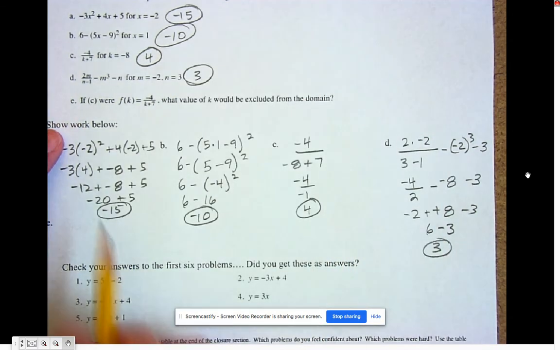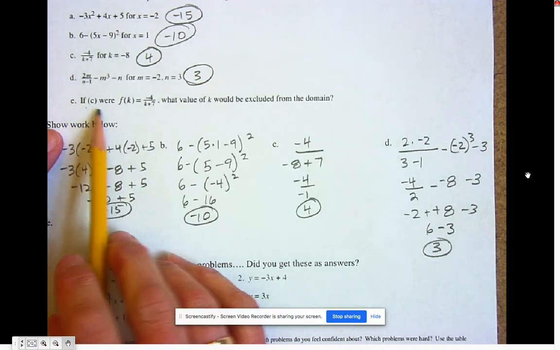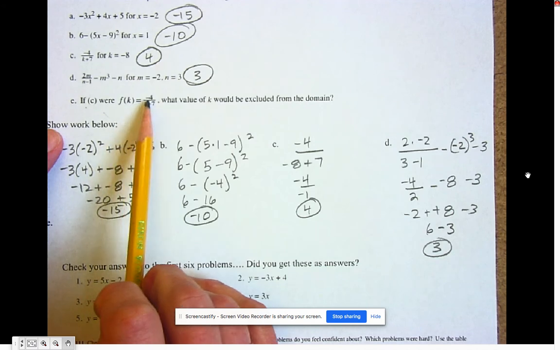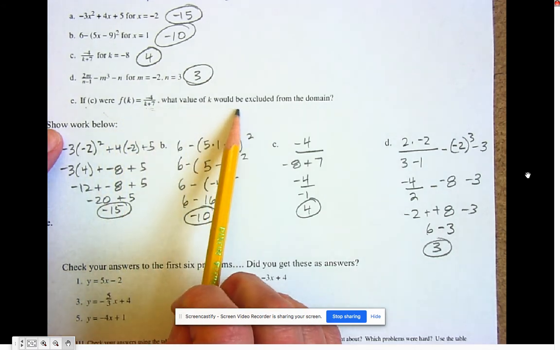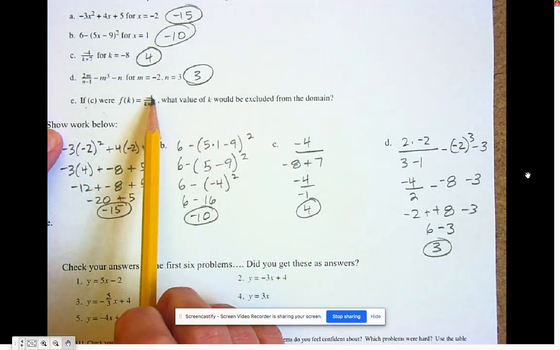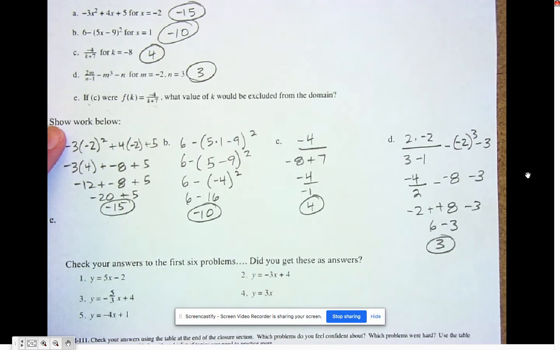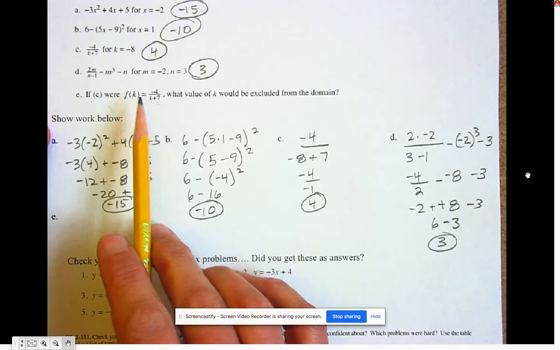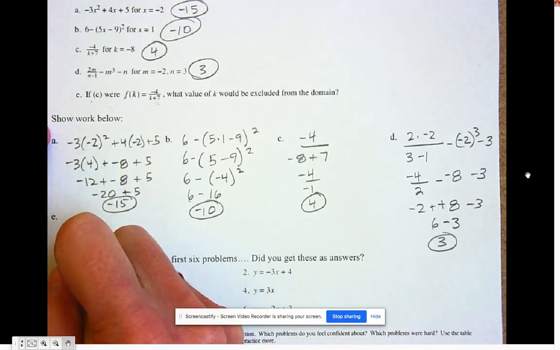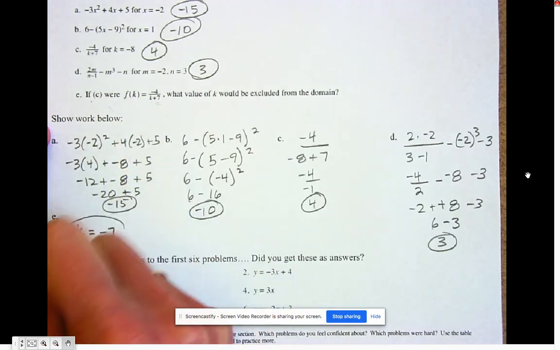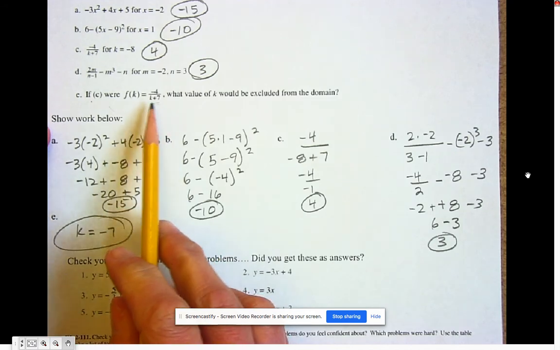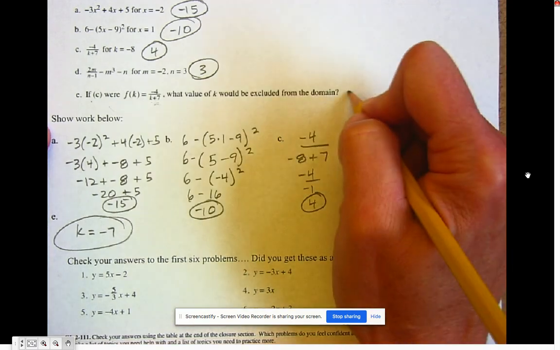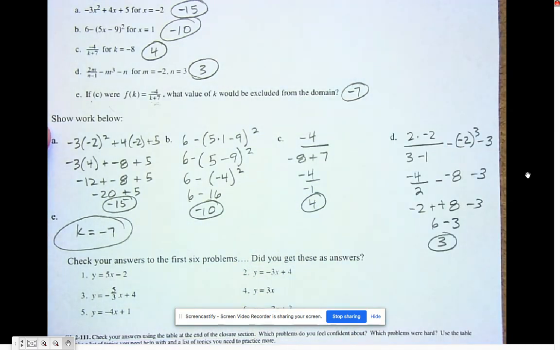Okay, and then if f of k is equal to negative 4 over k minus 7, what value of k would be excluded from the domain? So negative 4 can be divided by any number except 0. What k value would make the denominator a 0? So if k were negative 7, that would be a problem. So k could be anything except for negative 7. So negative 7 is what k could not be.